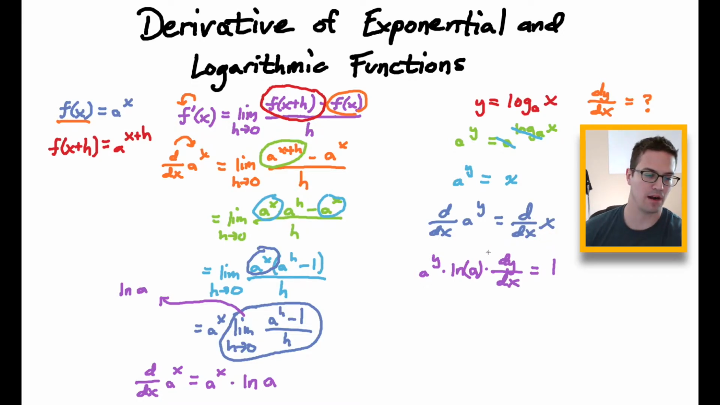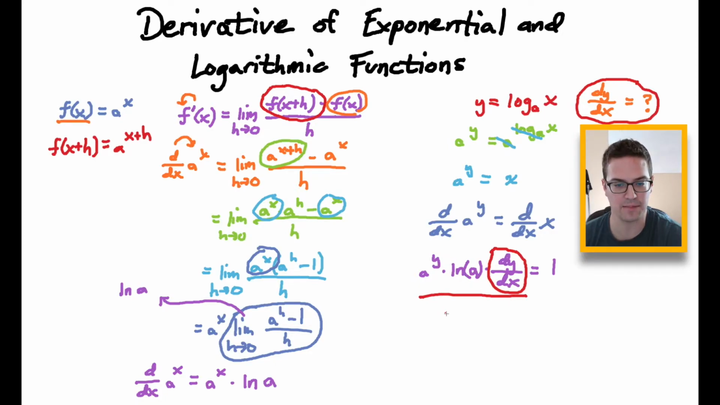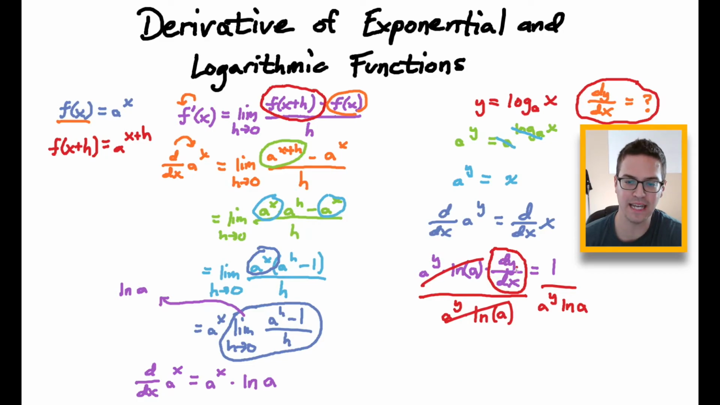If you remember, our whole goal here is to figure out what dy over dx is. So we're trying to solve for this. In order to solve for that, we need to get rid of this a to the y and this ln a. So we're going to divide both sides by a to the y times ln a. So this is going to cancel, that's going to cancel. Now you have dy over dx is equal to 1 over a to the y ln a.